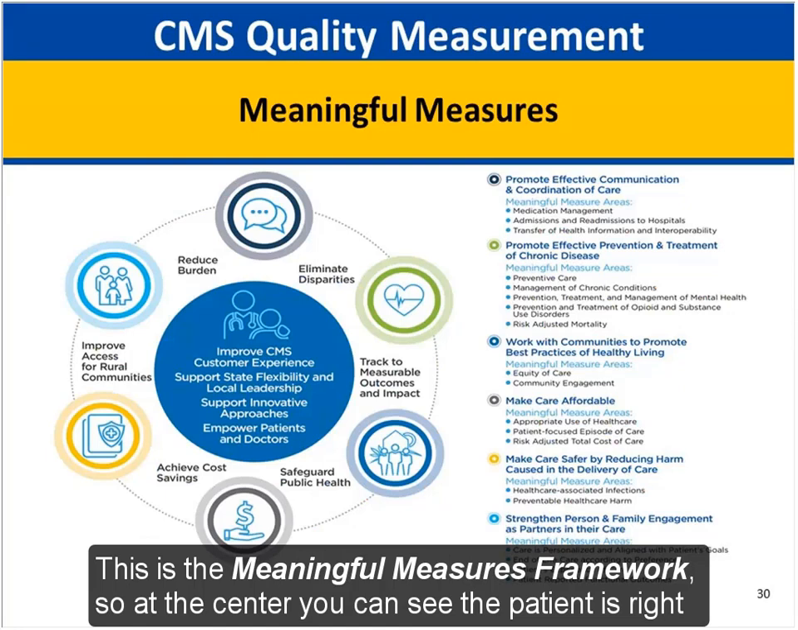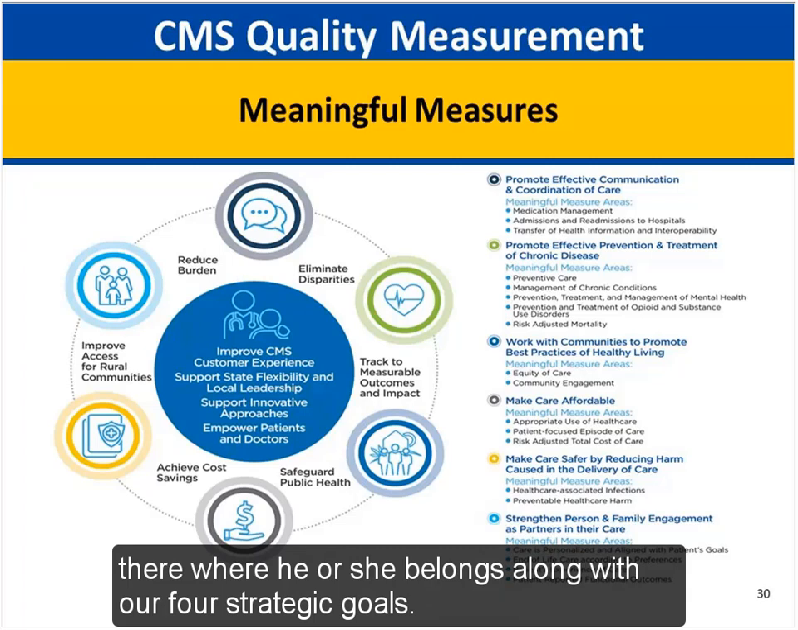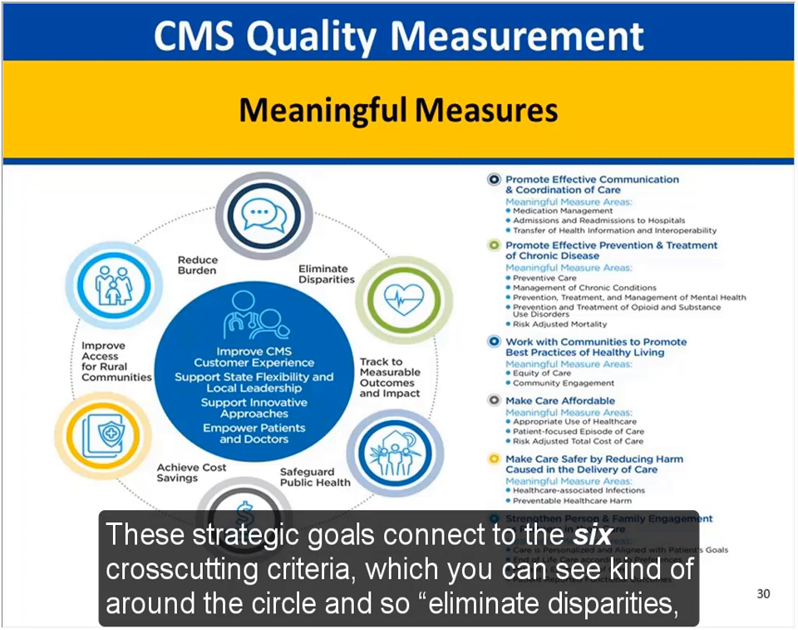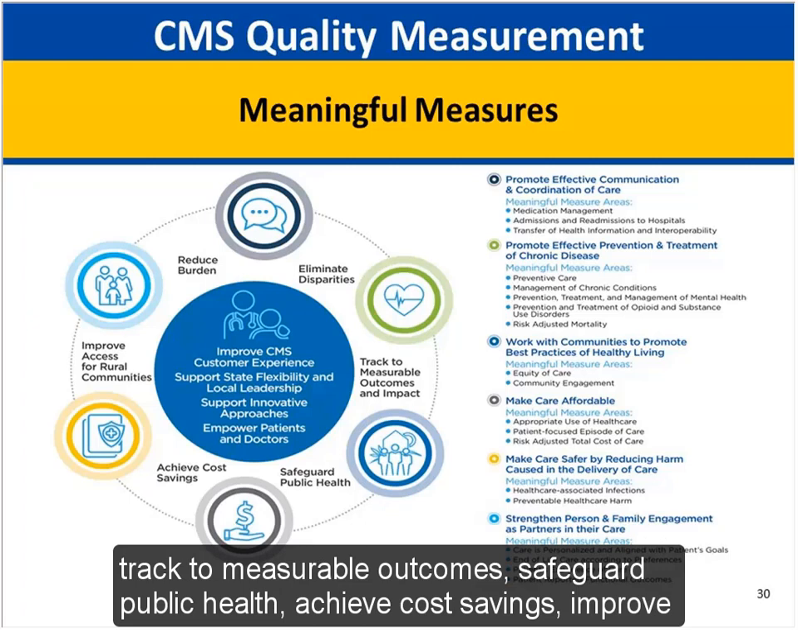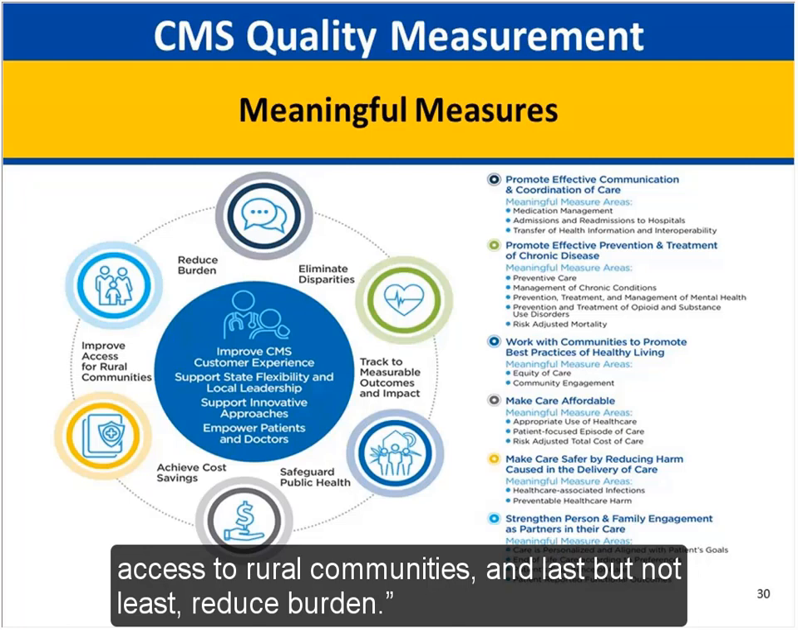So at the center, you can see the patient is right there where he or she belongs, along with our 4 strategic goals. And these strategic goals connect to the 6 cross-cutting criteria, which you can see around the circle. So eliminate disparities, track to measurable outcomes, safeguard public health, achieve cost savings, improve access to rural communities, and last but not least, reduce burden.